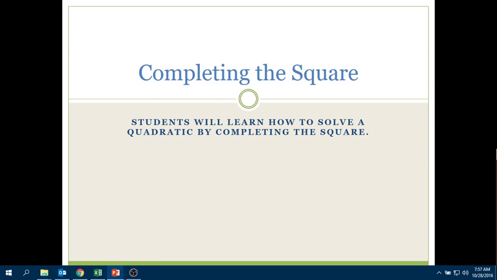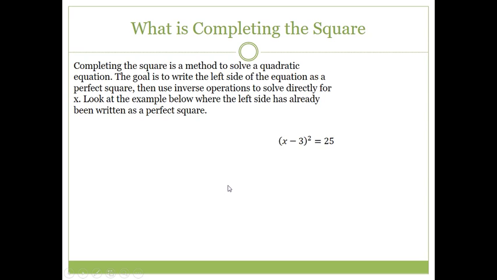Alright, today's lesson is on completing the square. So what is completing the square? Well, the idea when we're completing the square is to write the left side of the equation as a perfect square, as you see that we've done here. And then from there we can solve directly for x using inverse operations.